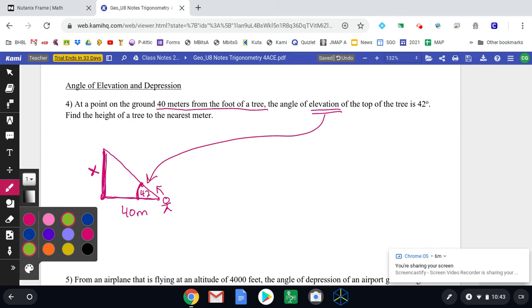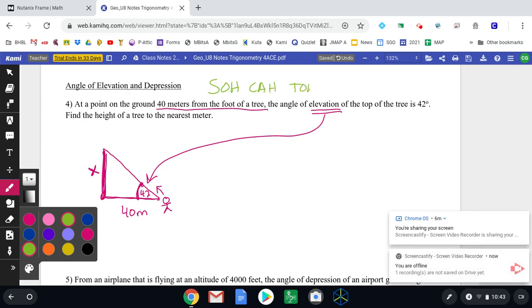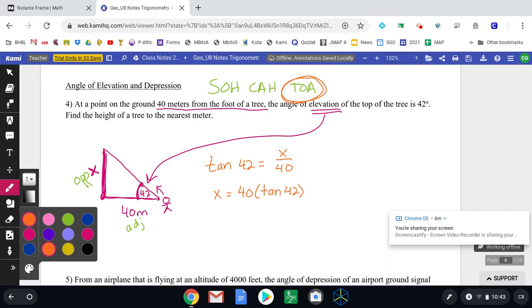Okay, so same thing as I did before. SOHCAHTOA. I look at the sides that I have. I have my adjacent side and my opposite side. That's going to tell me that I'm using tangent. So the tangent of 42 degrees is my opposite over my adjacent. I'm going to cross multiply there. I do want to always put this one first so that my angle and my side length don't get confused or combined. So 40.